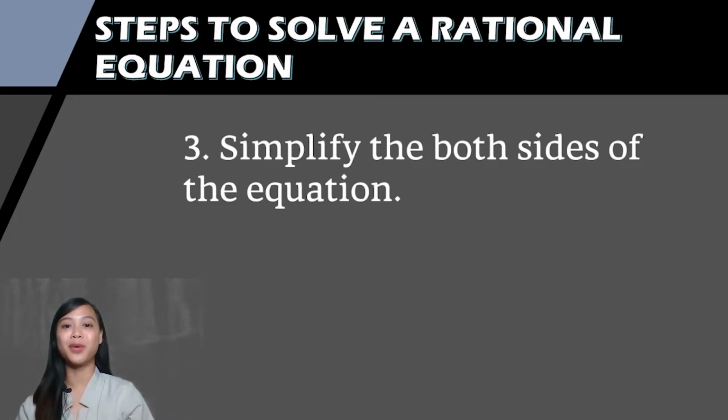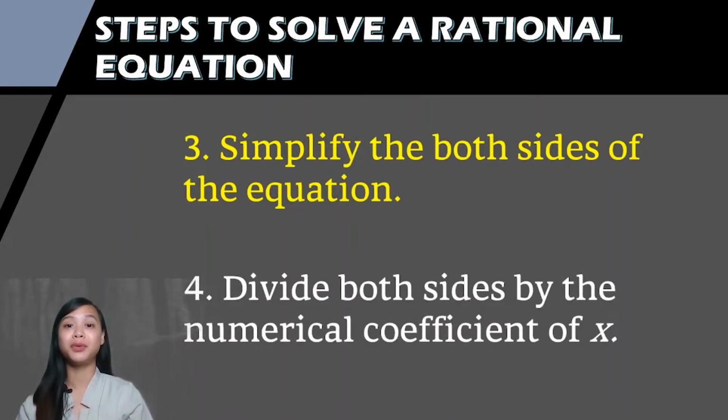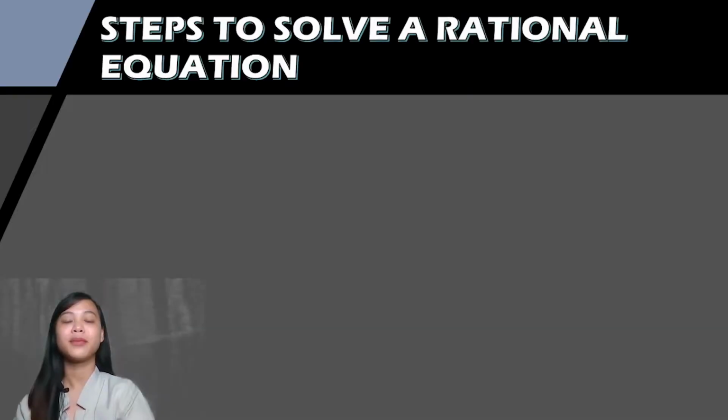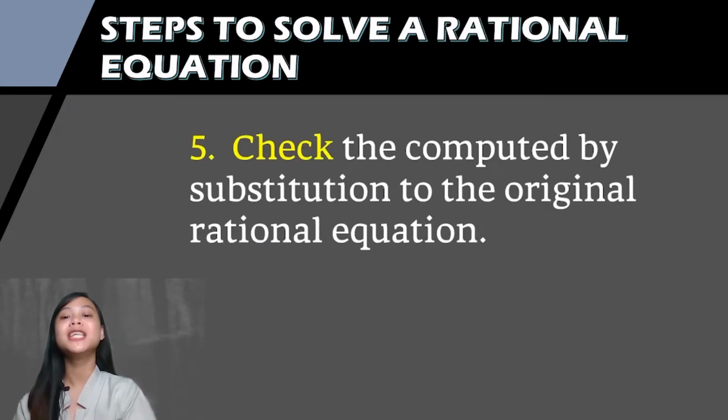For the third step, we have to simplify both sides of the equation. So we have the right and left sides of your equation, simplify both sides. Next, we have to divide both sides by the numerical coefficient of your x. Variable x should be normalized and should have a numerical coefficient equal to 1. And for the last step, we have to check the computed value by substituting it into the original rational equation.